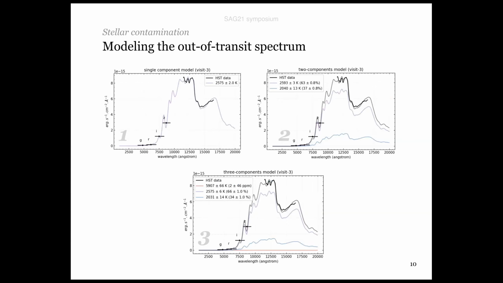We can apply different combinations. So of course, the first thing we would like to see is what a pure photosphere looks like. Here what I'm showing is the out-of-transit spectrum of Trappist-1 observed with the HST and a fit to the model that I described before. So for a pure photosphere, what we get as a best fit is 2575 Kelvin. It is close to what has been found in previous studies.